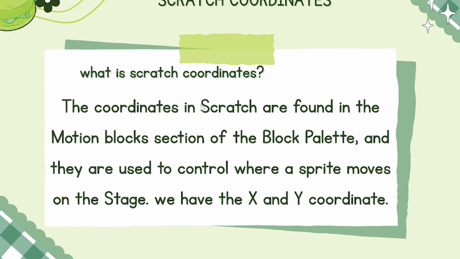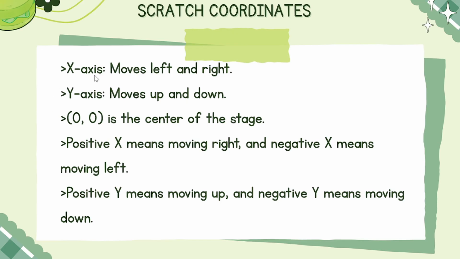Alright? So we are moving on to Scratch coordinates. Okay, what are Scratch coordinates? The coordinates in Scratch are found in the motion block section of the block palette, and they are used to control where a sprite moves on the stage. We have the Y and the X coordinates. The X axis moves left and right. When you want your sprite to move from the right side to the left side of your stage, you use the X coordinate.